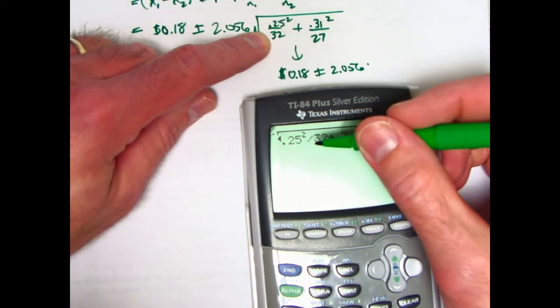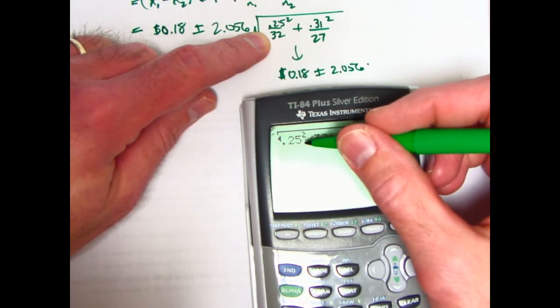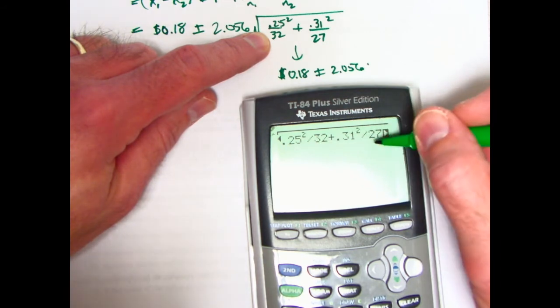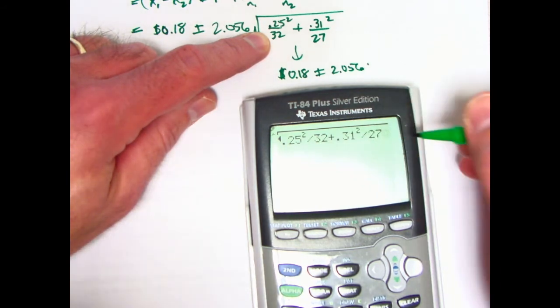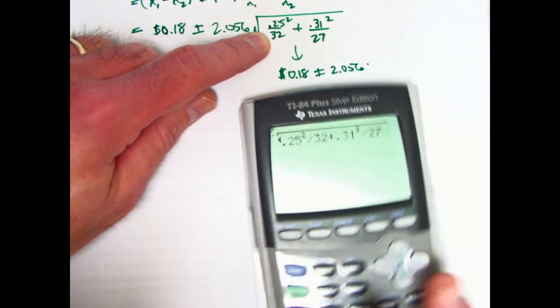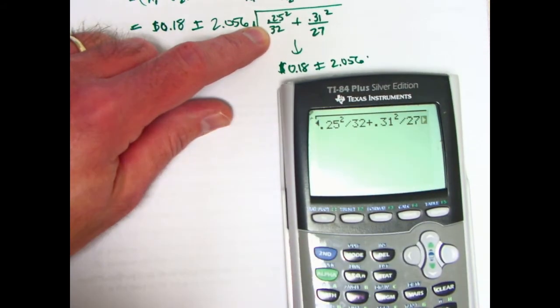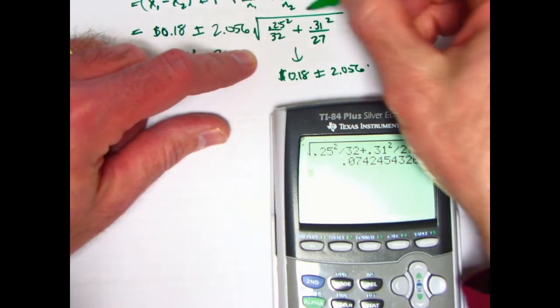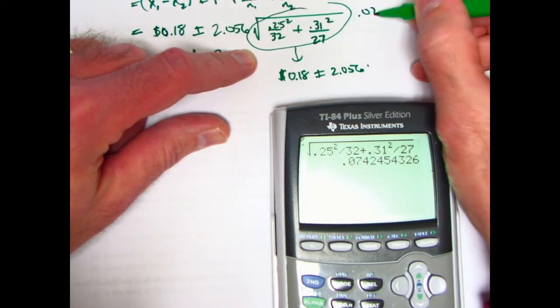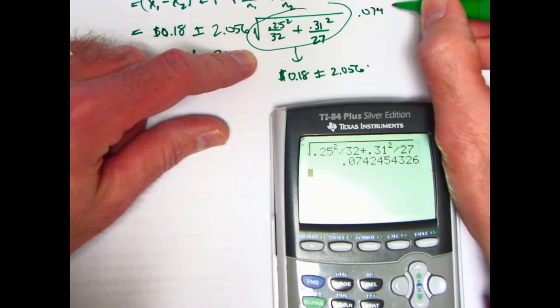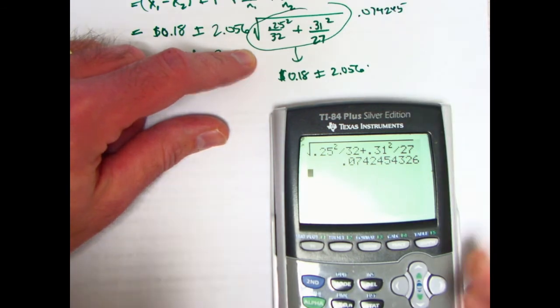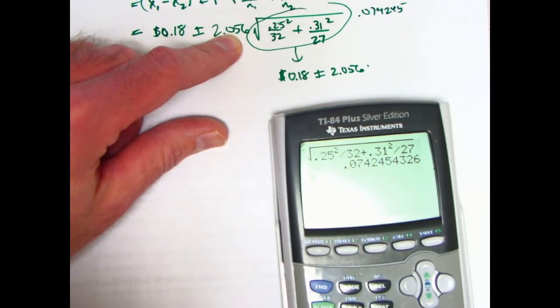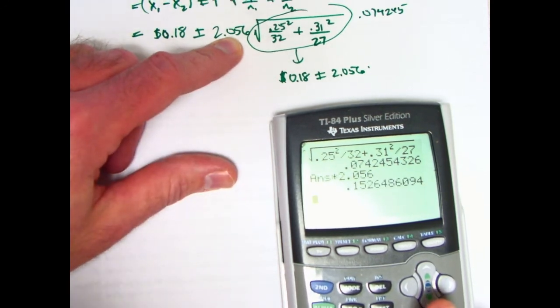It's real important that you know the order of operations. Do the 0.25 squared over 32 and the 0.31 squared over 27 first before you add, and then take the square root at the end, but the calculator should know to do this correctly. Looks like the standard error here is about 0.074245. Multiply it times 2.056. Get about 0.1526.